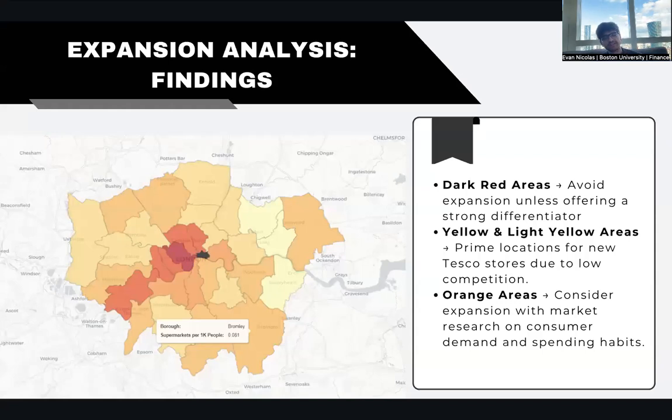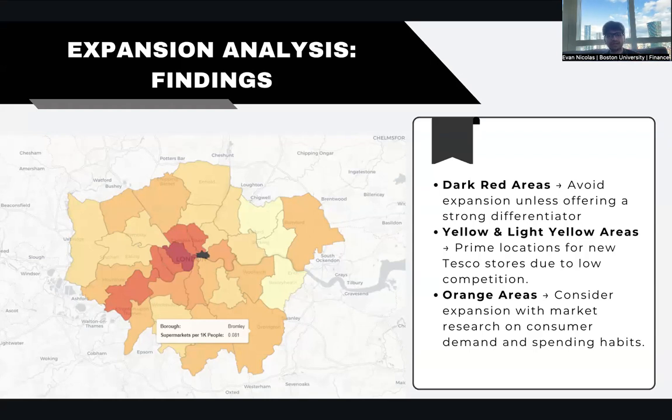So let's move on to the findings. We made an interactive map with each borough highlighted as per their supermarket to person ratio. If it is dark red areas, we can avoid those expansions unless offering a strong differentiator, because it's already quite filled with competitors and especially centered around central London.